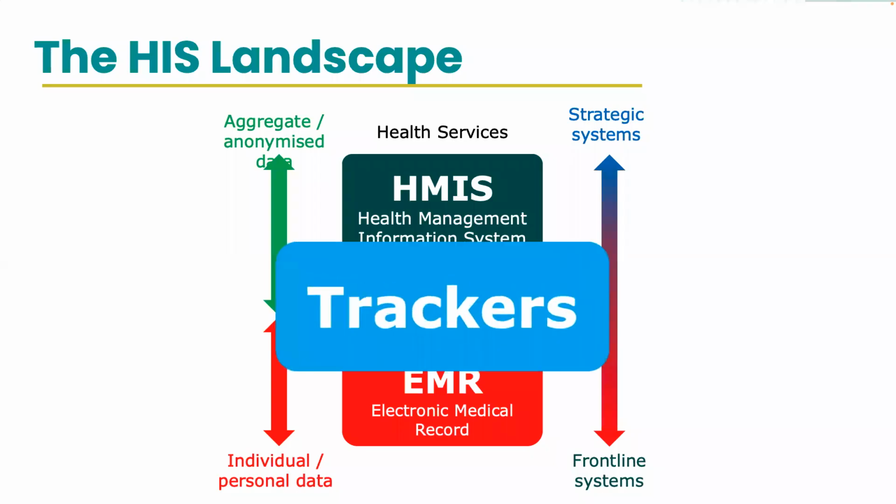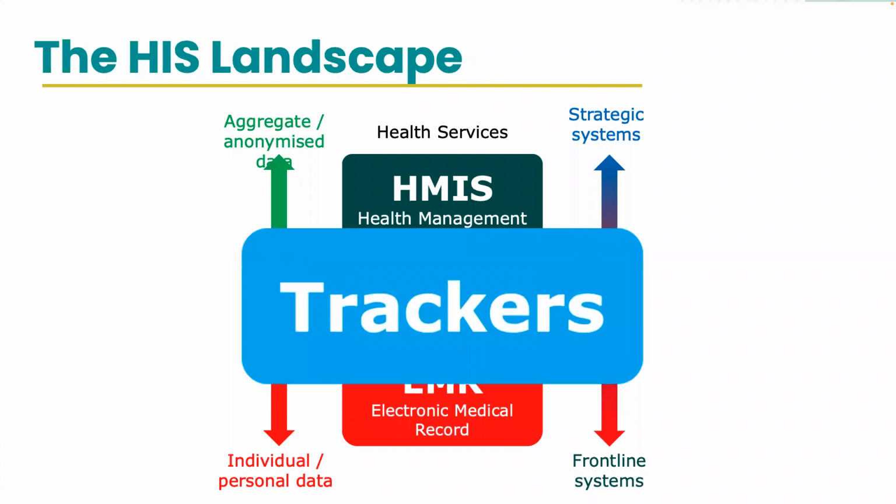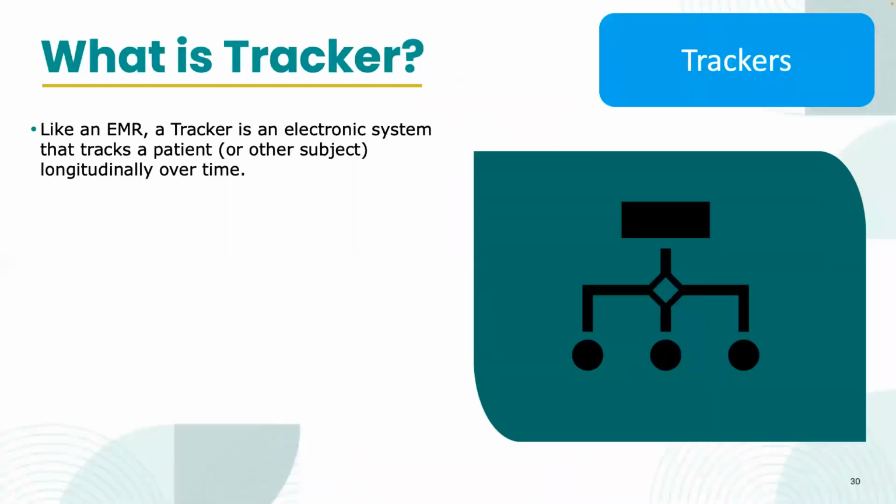So the final type of system we're going to look at today is trackers. Like an EMR, a tracker is a system that tracks a patient or subject over time, longitudinal tracking. But a tracker is much, much simpler than an EMR. It's often based around a specific program workflow and usually only collects a few key items of data rather than the much fuller medical record that you would find in an EMR.